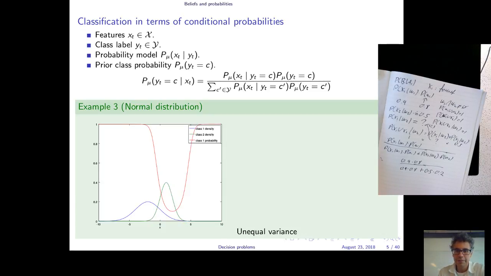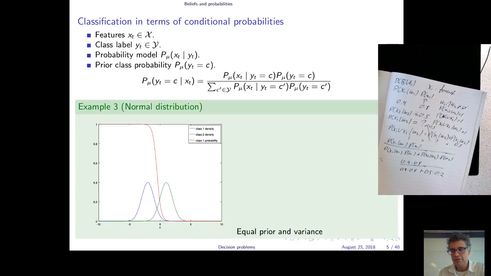Now, if they have unequal variance, so this one has a wide variance, so it's much wider. If you go to the tails of the distribution, the tails are higher than the tails of this one. That means that you're only sure it's class 2 when you're around this peak here, and when you're around here, then your posterior says it's class 1. Okay? So this is more like a background noise class, and this is more like one specific class that is very sharp.